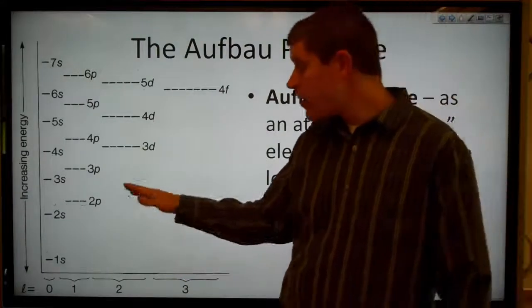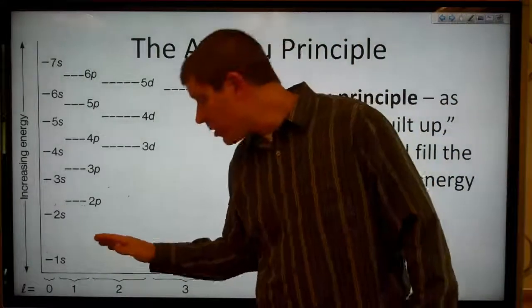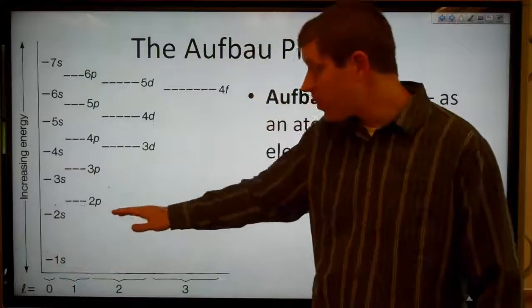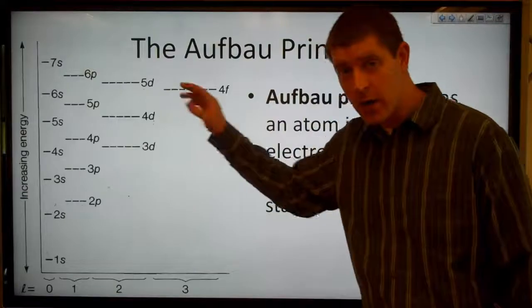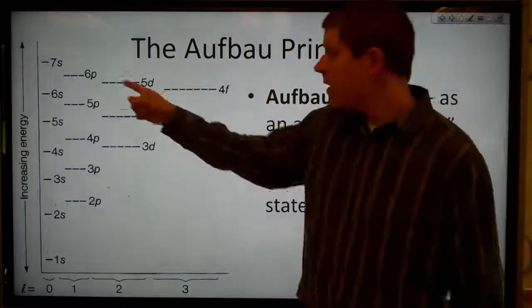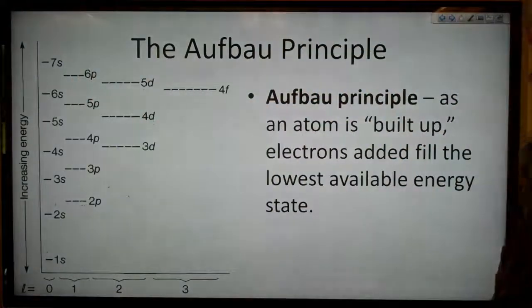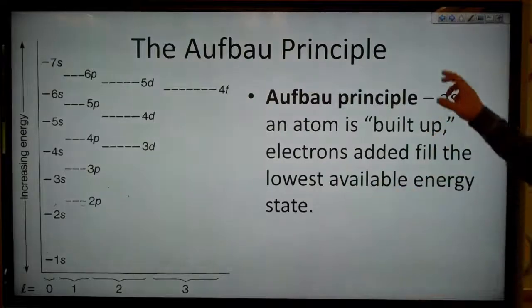So as long as the orbital isn't filled, we're going to put it into 1s. When that one gets filled, we're going to put in the next lowest, which is the 2s, and then the next lowest, the 2p, and so on, going up from there. So on this diagram, the 7s would be the last orbital to be filled.